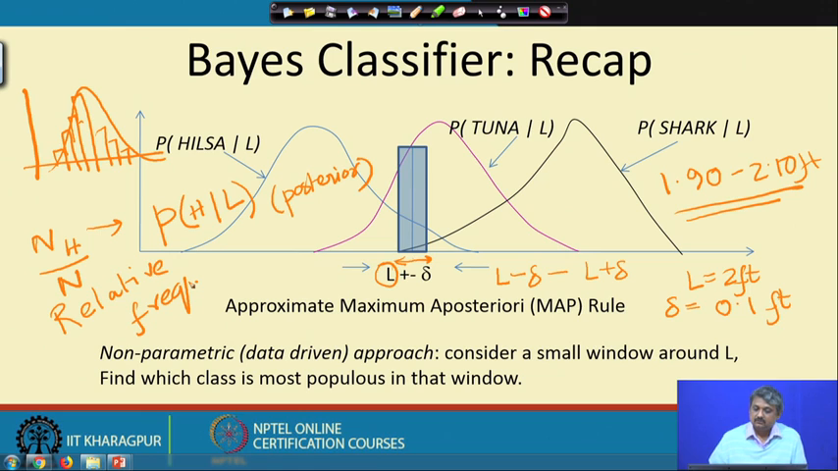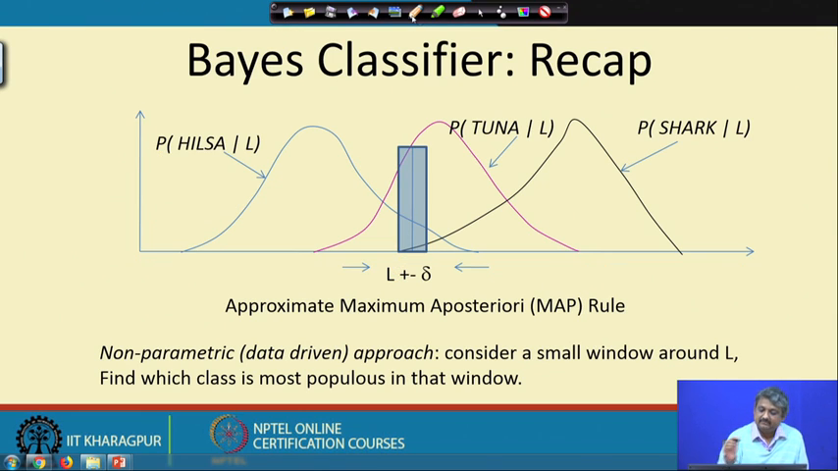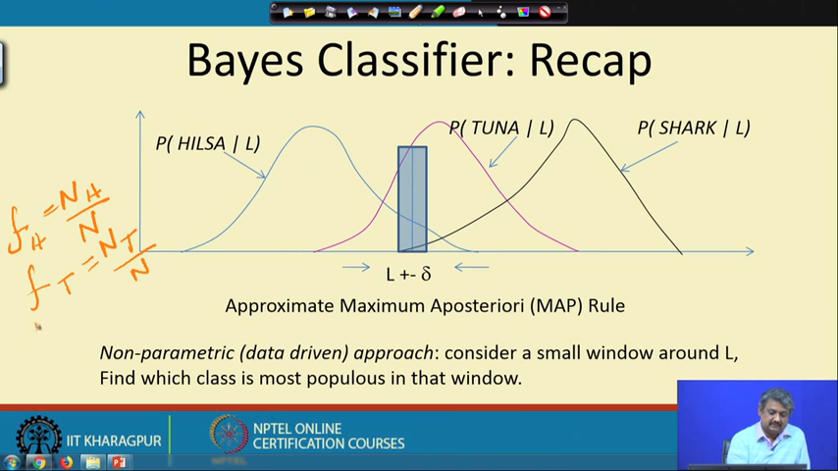And so, I repeat the same thing. Let me denote this relative frequency as F h. So, it is N h by N, where N is the total training set size. Similarly, I compute F tuna, the number of tuna fish having length in that interval divided by N, and similarly F shark.